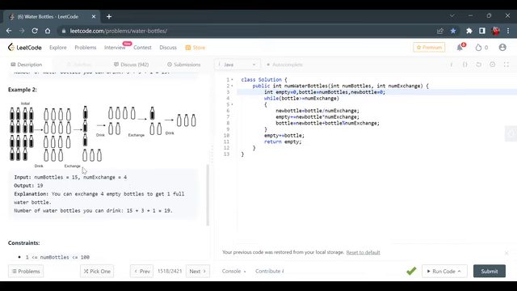Because with 6 bottles I can take only 4 bottles. I have to take the num exchange number of bottles. So I have taken 4 bottles and still 2 bottles are left, right? In exchange of these 4 bottles, I'll be able to get 1 more bottle. At the same time, since I have emptied them, I will add it to the count.